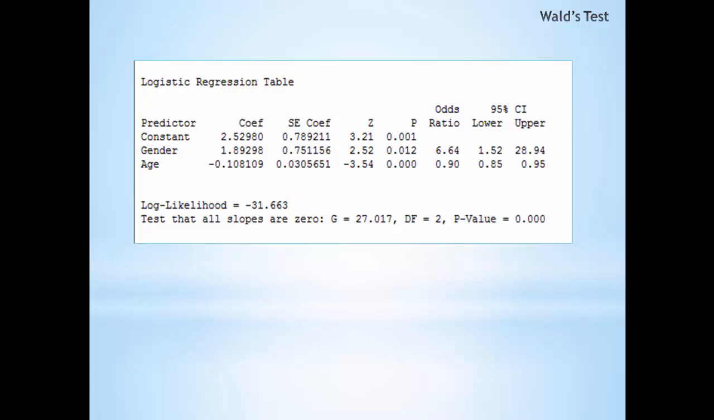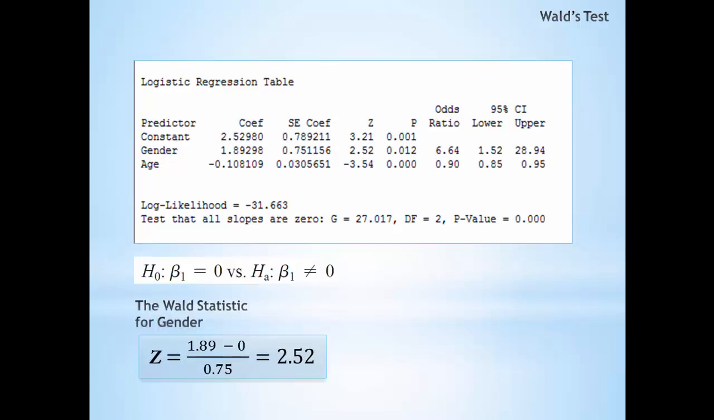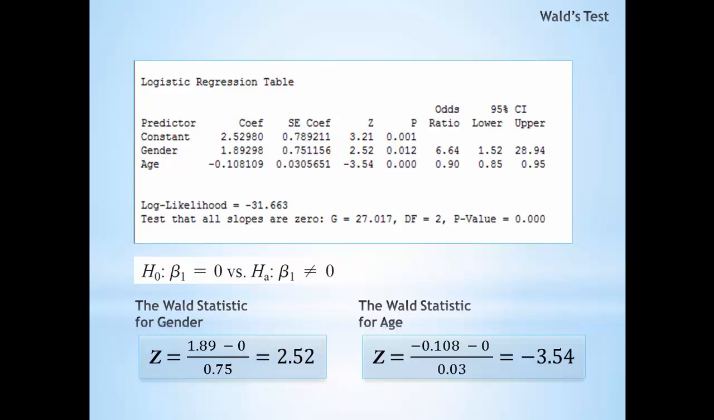Just as in other regression models, we also want to conduct statistical inference. We use Wald's test to calculate a p-value and draw conclusions about each coefficient in this model. For gender, we see that our estimated coefficient is 1.89, minus our hypothesized coefficient value of 0, divided by the standard error, and we observe a z-statistic of 2.52. In the same way, we can conduct a hypothesis test for beta 2, the coefficient for age. And here we see that both p-values are very small.